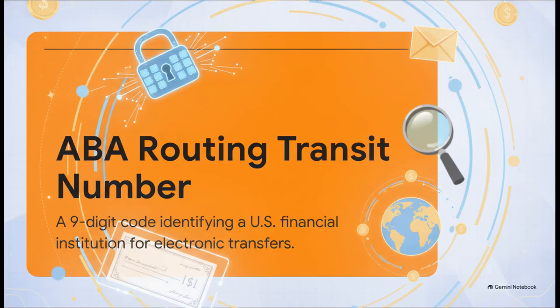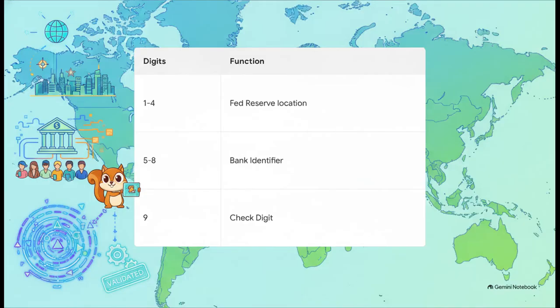So what exactly are we looking for? Well, an ABA routing transit number is a strict 9-digit code created way back in 1910 by the American Bankers Association. It started out for processing paper checks, but today it identifies exactly which U.S. financial institution should process your electronic transfers. Just think of this 9-digit code as an electronic postal code that makes sure your money actually reaches the right destination.